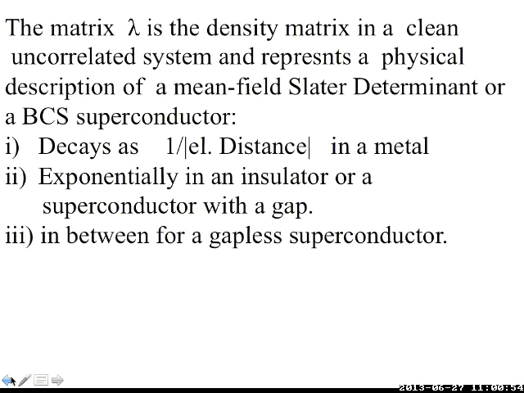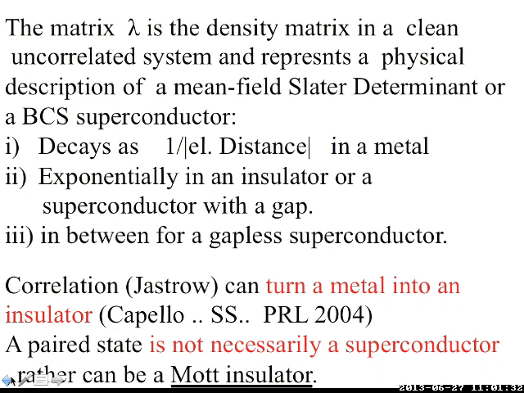So let me summarize. When we do this variational approach, after the optimization we can understand what is going on in the physics. Lambda is essentially the density matrix, C dagger C, as a function of distance. In a free uncorrelated system it decays very slowly, as in a metal. It decays exponentially if you have an insulator or a superconductor, and is in between if you have a gapless superconductor.